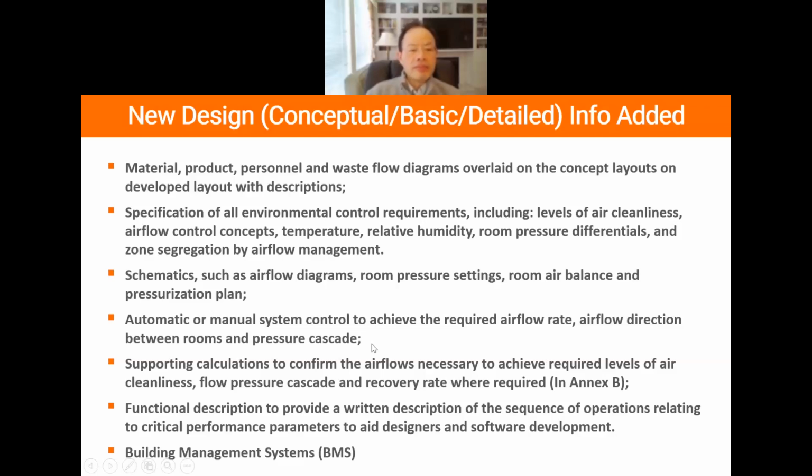Lots of information in this statement. So you can do manual control or automatic control to achieve the required flow rate. If you do automatic control, you can have some kind of flow modulation device deliver the required flow rate for each clean room, and also airflow between rooms, which is the leakage airflow, high pressure leaking to the low pressure area. So all this airflow direction needs to be indicated on drawings, along with supporting calculations to confirm the airflow necessary to achieve the required level.